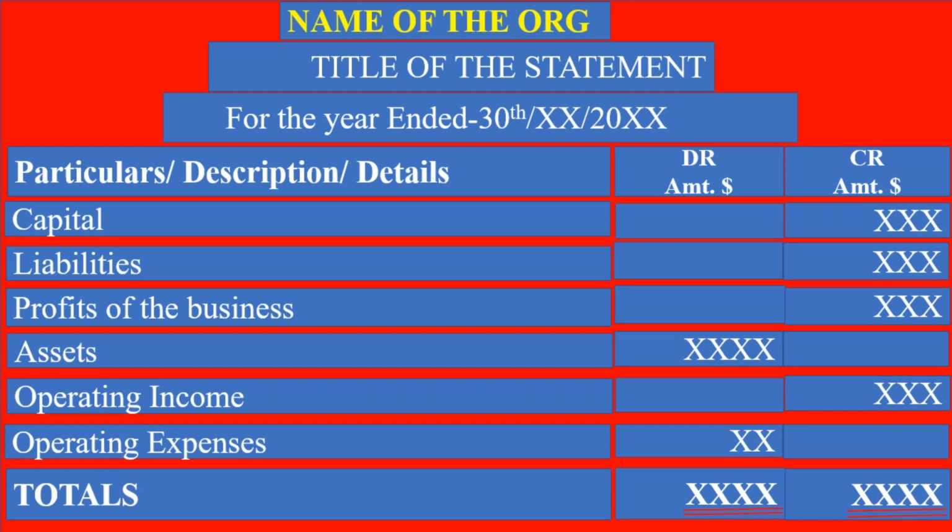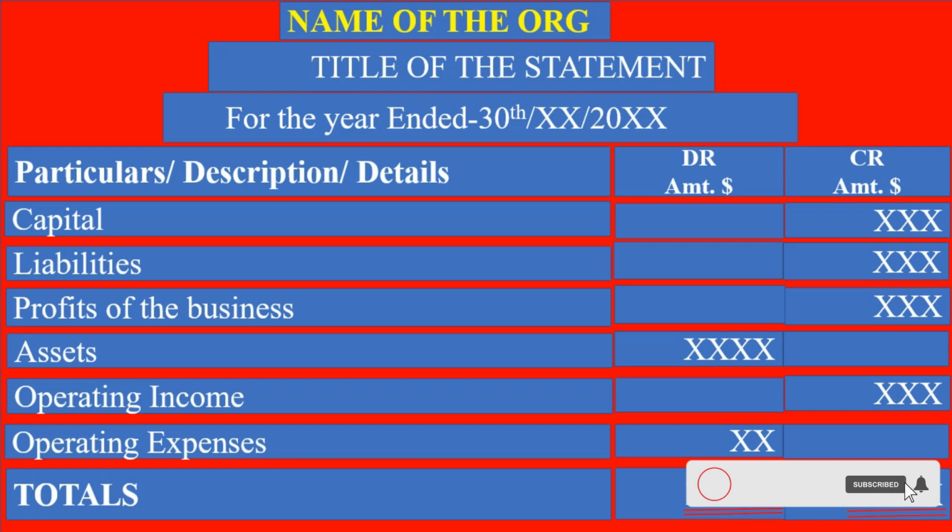Whereby, with the 5 categories of ledger accounts, they are generally recorded as follows. Capital is credited, liabilities are credited, and also profit of the business is credited, while assets are debited, and operating income on the other hand is credited. But operating expenses are in debit entry.